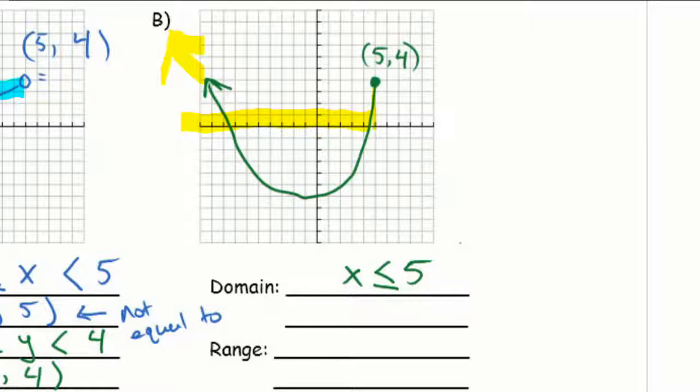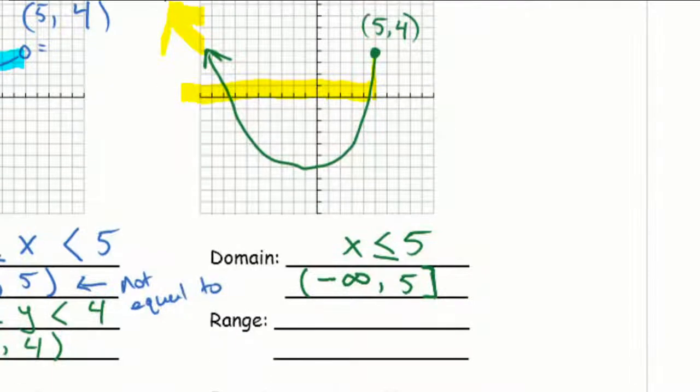Or if I want to write it as interval notation, I'm pretty sure it's interval, I'm going to use all negative x values, so I'm going to have negative infinity. And then on this side, I have 5 with a square bracket because I'm including 5 in my interval. So from negative infinity to 5. So that is my domain.